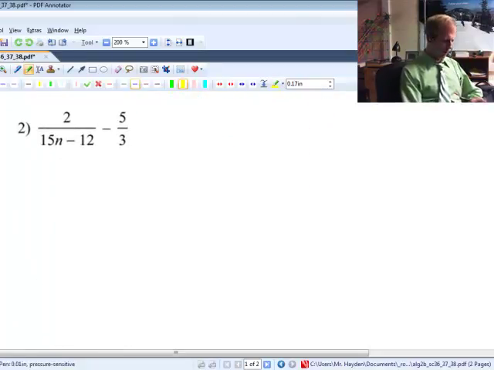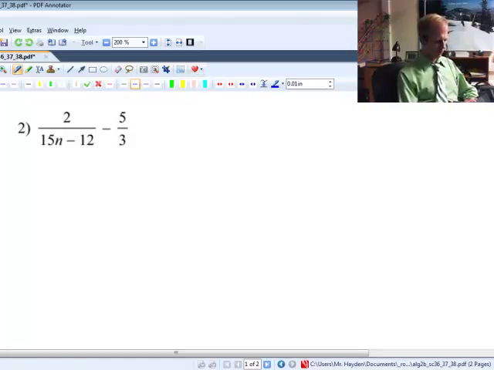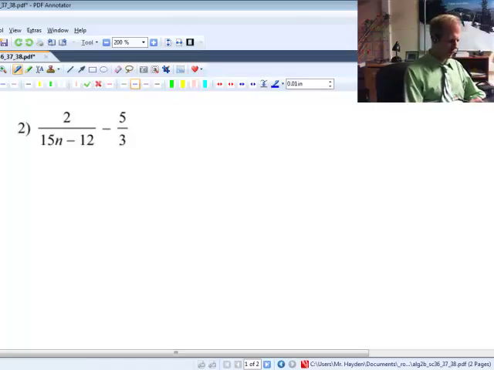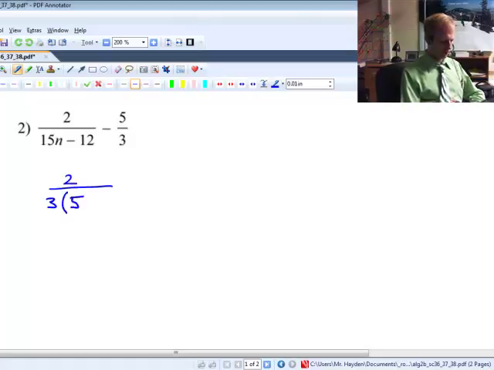Okay, in the next problem I have a subtraction problem. When I do subtraction, the first thing I want to do, if possible, is simplify the rational expressions involved. To simplify, I need to factor. It looks like I can factor out a 3 from the denominator, leaving me with 5n minus 4.